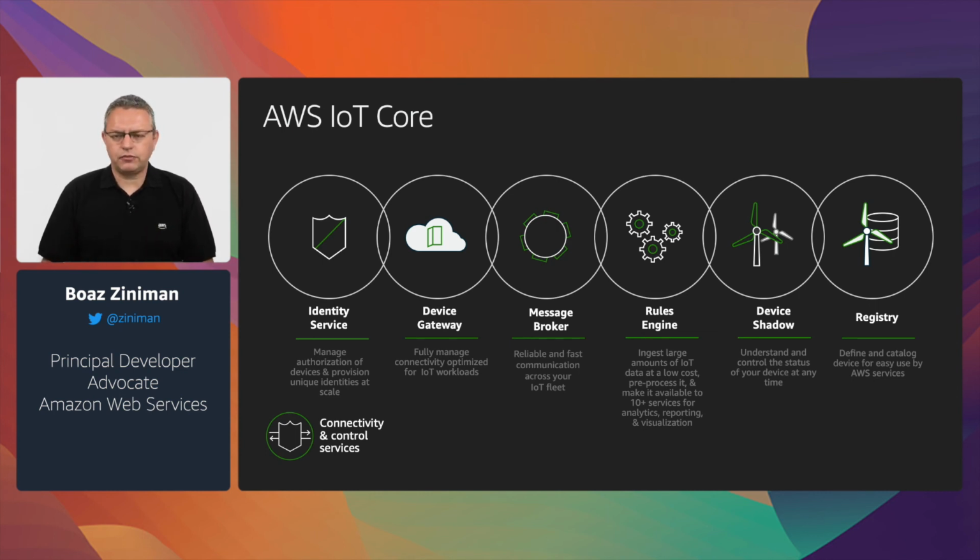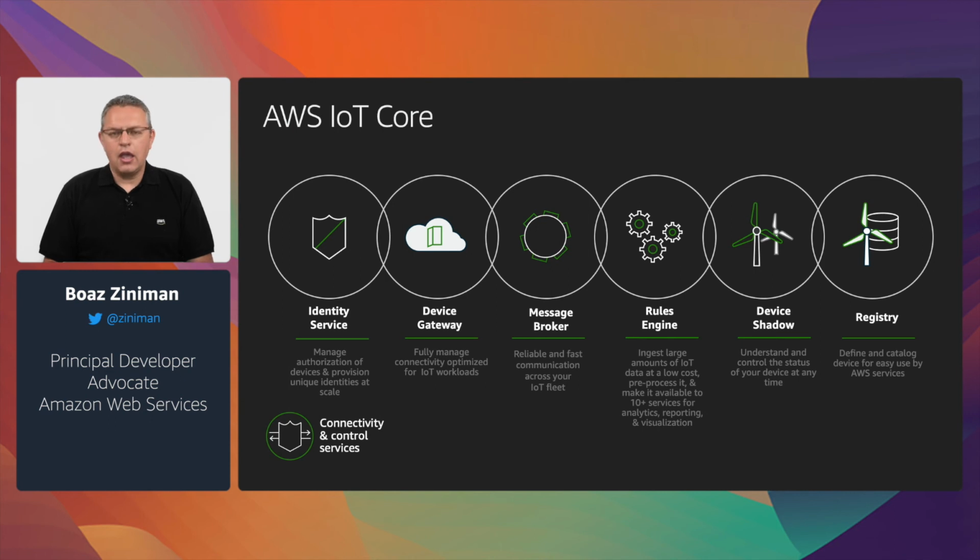Last but not least is the registry. The registry allows you to manage your devices. It allows you to store information regarding these devices. You can customize it. You can add your own fields. Basically, create an online catalog of all the devices that are connected to AWS IoT and manage them in one single place.